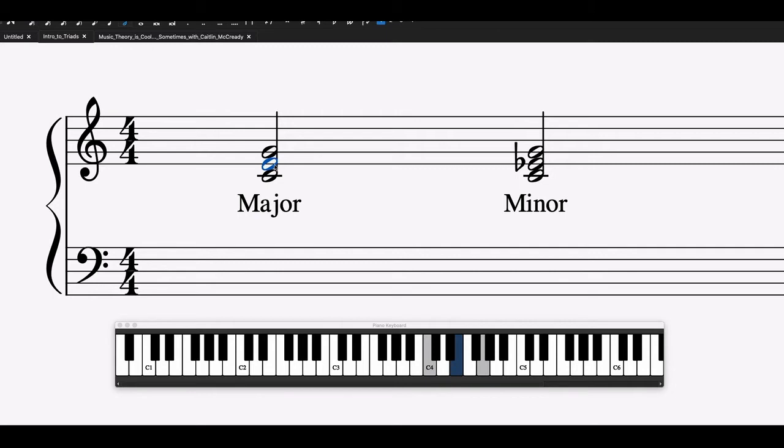Between the third and the fifth, we find a minor third. In this instance, between E and G natural. And between the root and the fifth, we have the interval of a perfect fifth, C to G.